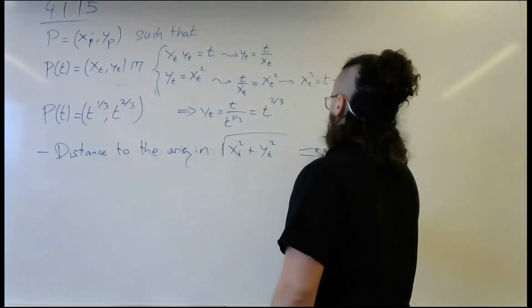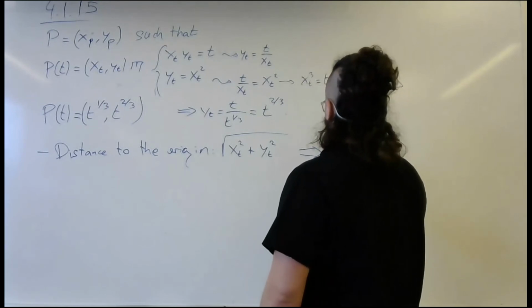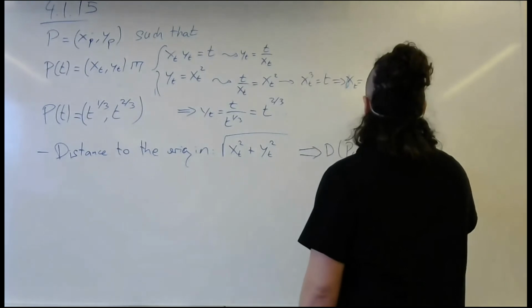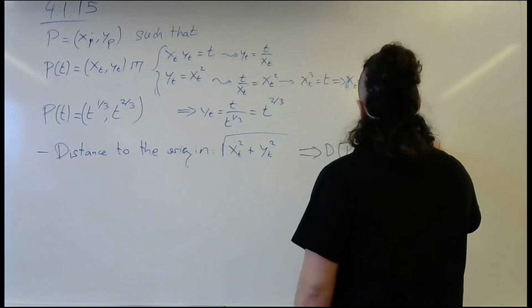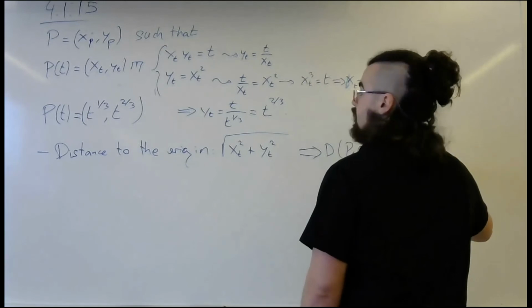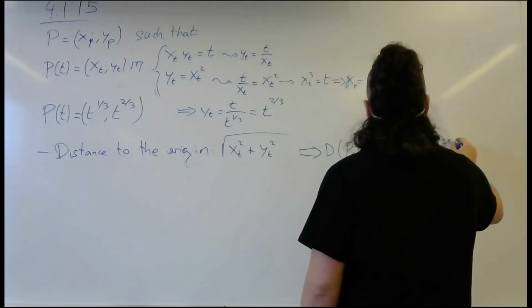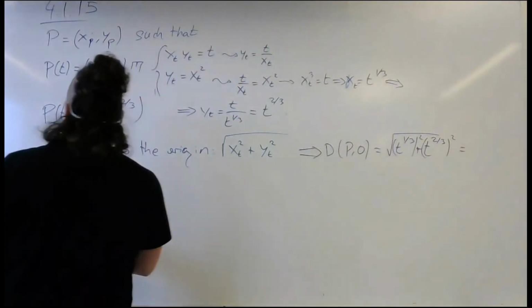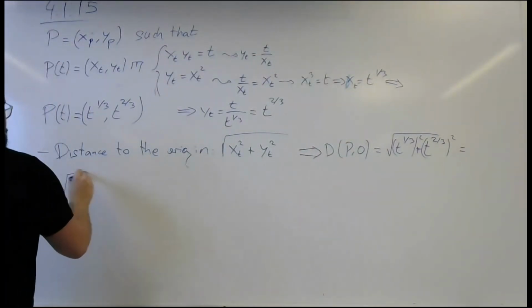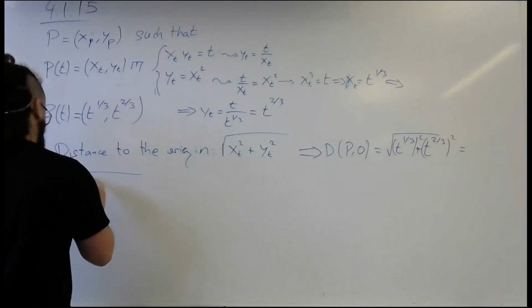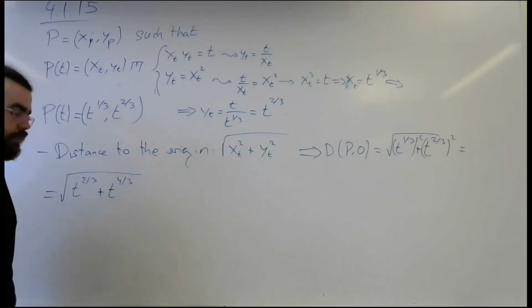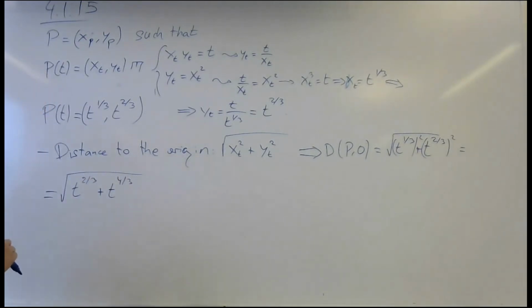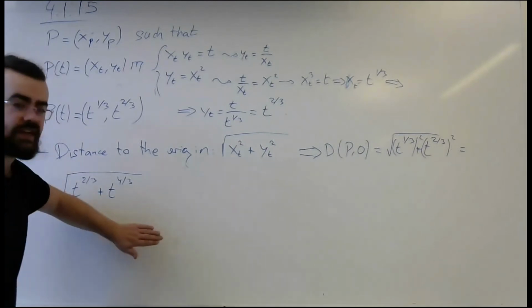So in our case, the distance from P to the origin is the square root of t^(1/3) plus t^(2/3), both things squared. So it's equal to the square root of t to the power 2/3 plus t to the power 4/3. Now, how do we calculate the variation rate of any given amount with respect to a variable? We derivate it. Got them. Let's go.